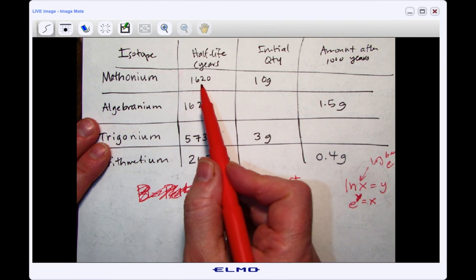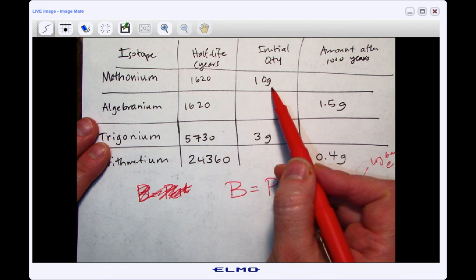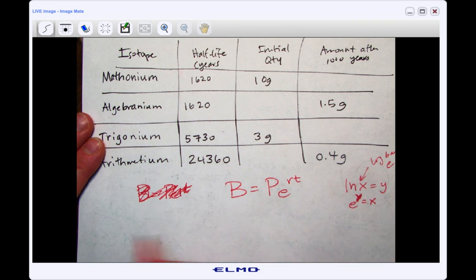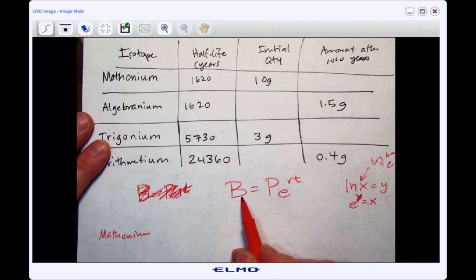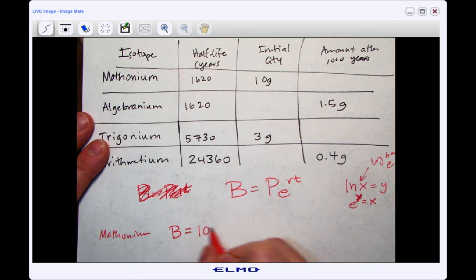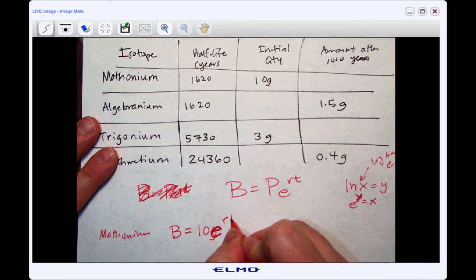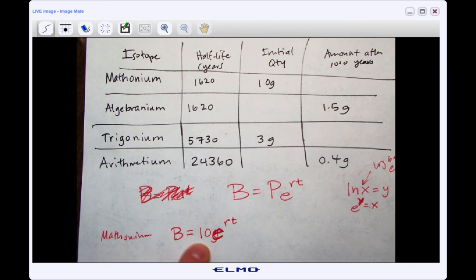So the first one, they give us the half-life and they give us the quantity at the beginning. So remember, P is the quantity at the beginning, so I'm going to plug that in because that's what I know. So we'll do the mathonium first. We don't know the amount after so many years, so that's just going to remain A. We do know this one, it's 10 grams. This one, I'm not going to use the G because that's just going to confuse everybody, so I'm going to just use E. We don't know the rate. In this particular one, they tell us the time, but let's fill it in after. Okay, so far, what we've filled in is the initial quantity.